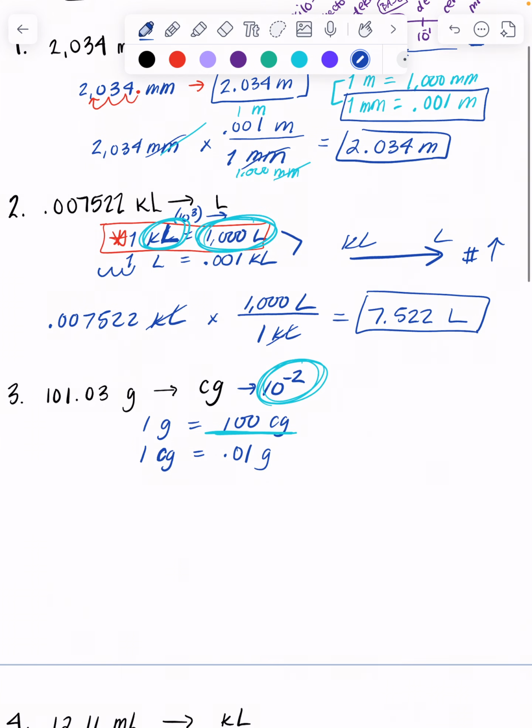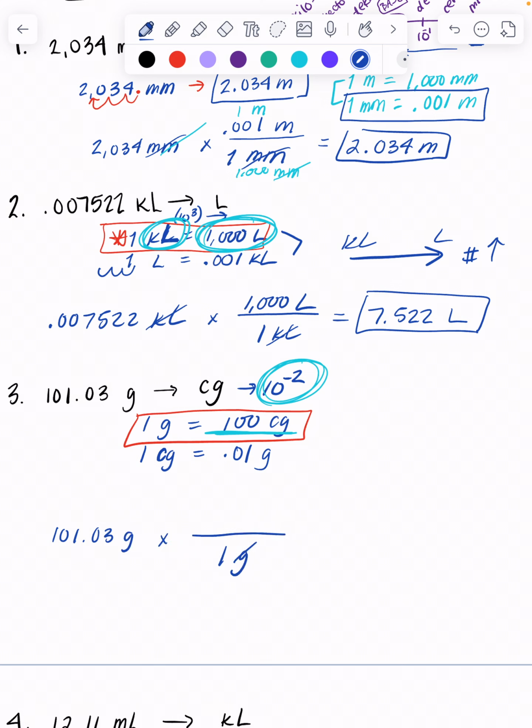So we can keep going with this. Again, I love to have my ones on the bottom. So 1 gram equals 100 centigrams. That's what I'm going to be using. So 101.03 grams times, I put 1 gram on the bottom, so my units cancel. And then I put my 100 centigrams on the top. And so again, our number is getting bigger, which is amazing.